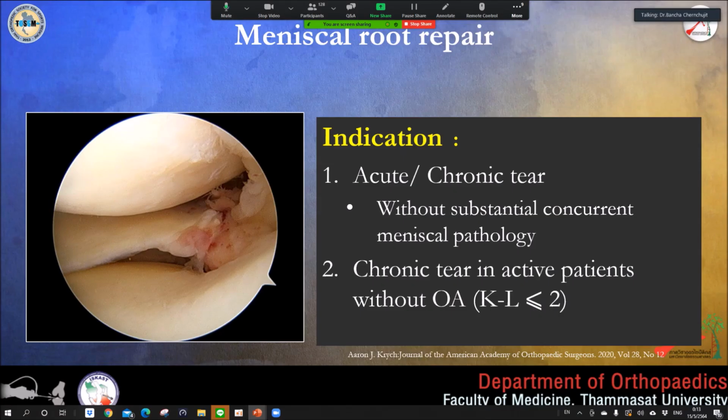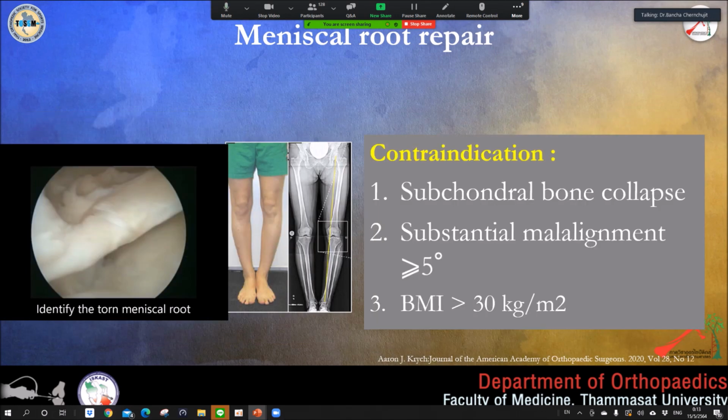Indication for the repair is the acute or chronic root tear without substantial concurrent meniscus pathology. So we prefer to repair the root as soon as possible. So for the chronic patient that's still active and still has no arthritic change, KL less than 2, this is a good candidate for the root repair. But if the patient came to see you very late, that's a contraindication for surgery. If the patient has subchondral bone collapse, okay, or malalignment more than 5 degrees or BMI more than 30, that's not a good candidate for repair. If you repair in this kind of patients, it will fail, okay?